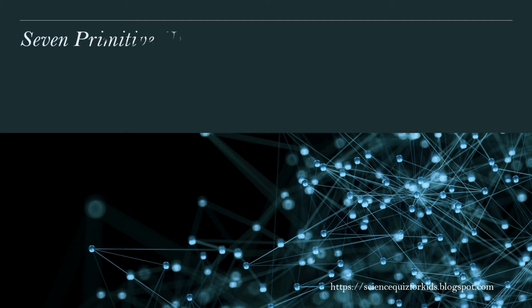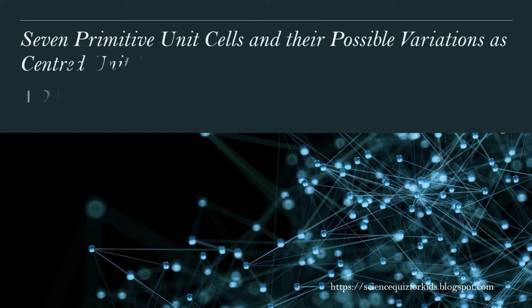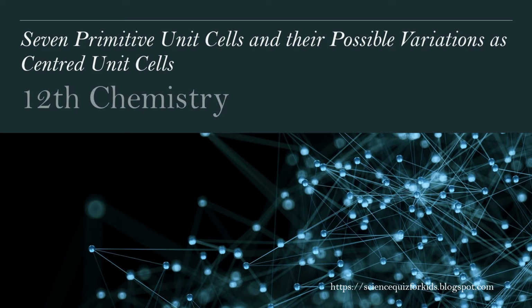Hi friends, today we will learn the 7 primitive unit cells and their possible variations as centered unit cells. This is 12th chemistry.